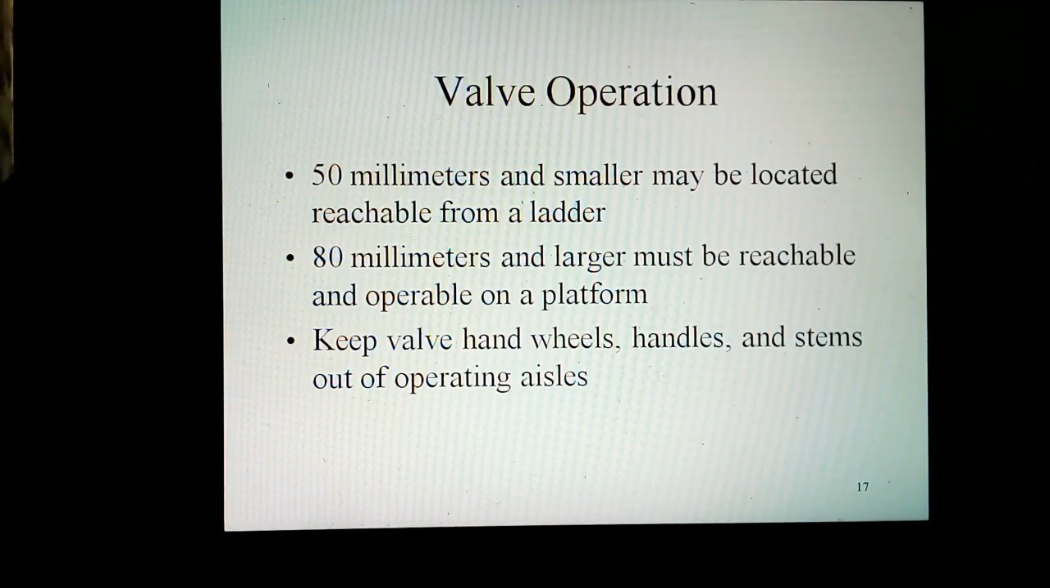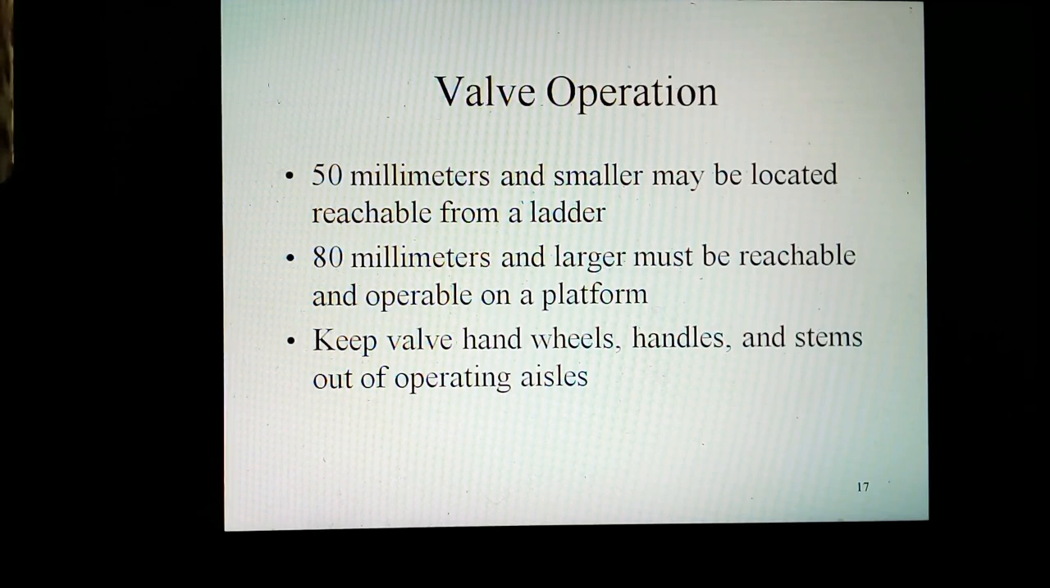Valves for operation. Locate operating valves requiring attention, observation, or adjustment during normal plant operation as noted on the P&ID, so they may be within easy reach from grade, platform, or permanent ladder. 2-inch or 50mm and smaller may be located reachable from a ladder. 3-inch or 80mm and larger must be reachable and operable on a platform. Operating valves with the bottom of hand wheel over 7 feet or 2.1 meters above high point of finished surface or operating platform may be chain operated.